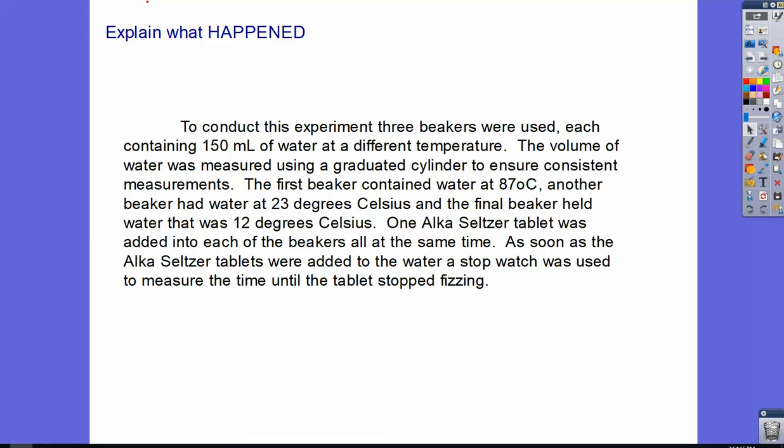And then as soon as the Alka-Seltzer tablets were added to the water, a stopwatch was used in order to measure the time until the tablet stopped fizzing. So again, we're telling them what tools were being used, the fact that there was only 1 Alka-Seltzer tablet, the fact that all 3 were dropped in at the same time, and that it was a stopwatch that we used to measure that time. So with this information, someone could basically duplicate the experiment that we did.